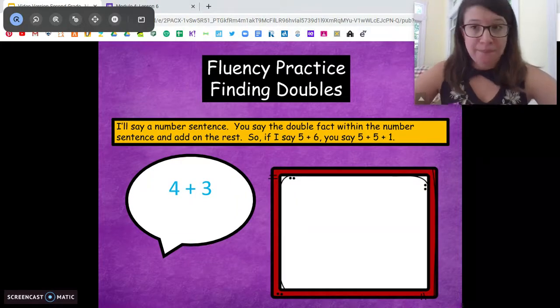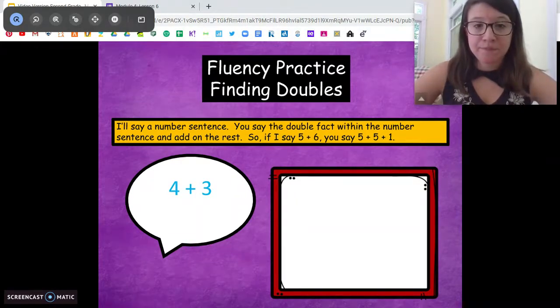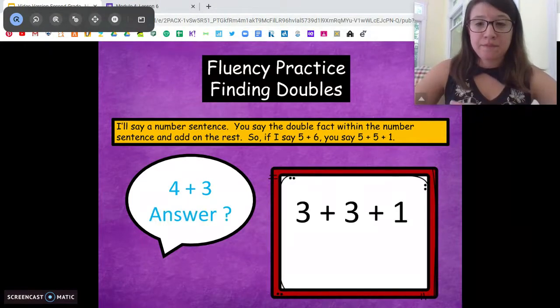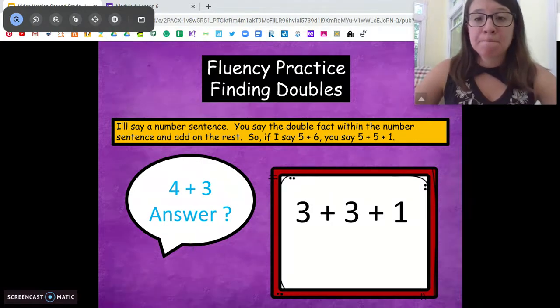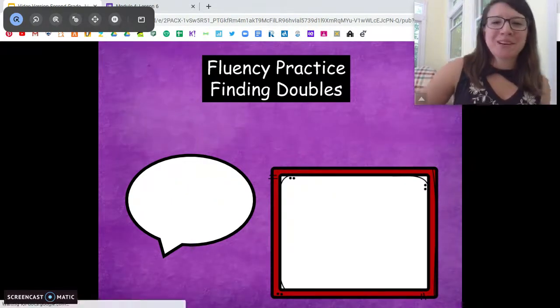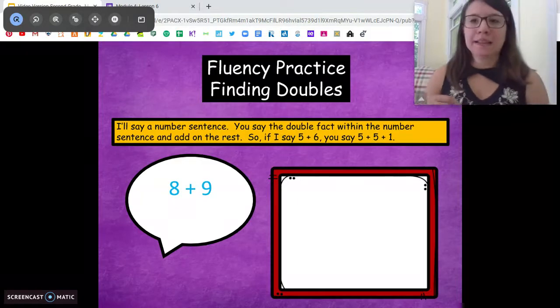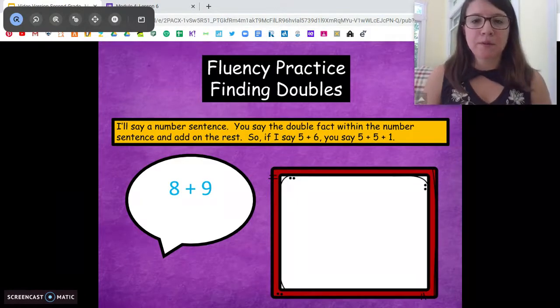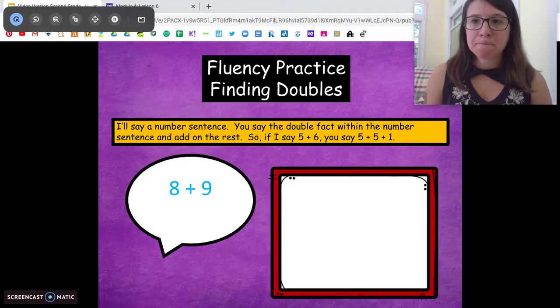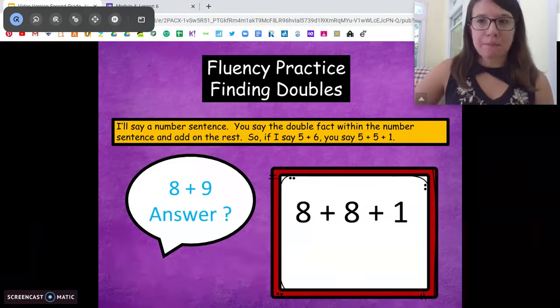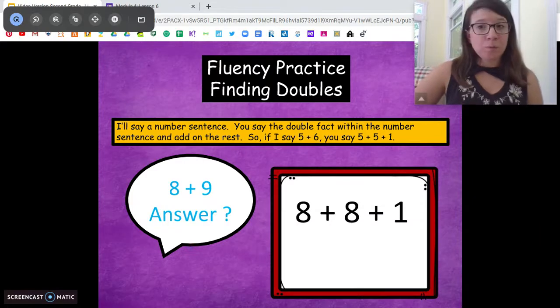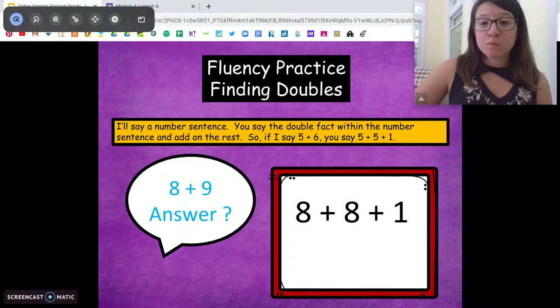4 plus 3. What would our number sentence be? Good job. 3 plus 3 plus 1. And our answer is 7. Awesome. All right. 8 plus 9. What would our number sentence be? Our doubles plus 1 number sentence. 8 plus 8 plus 1. Awesome. And that equals, think of your doubles facts.